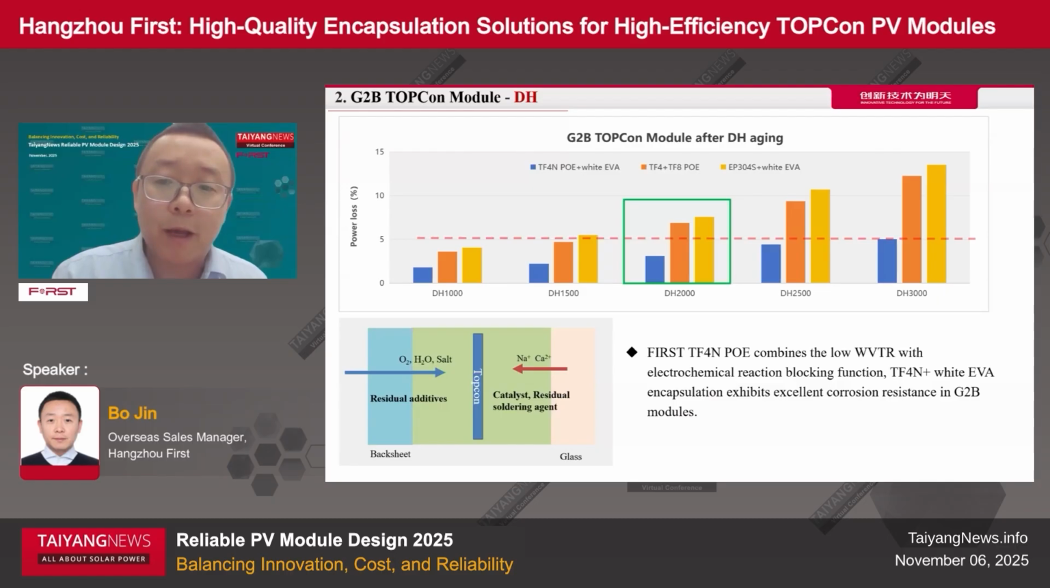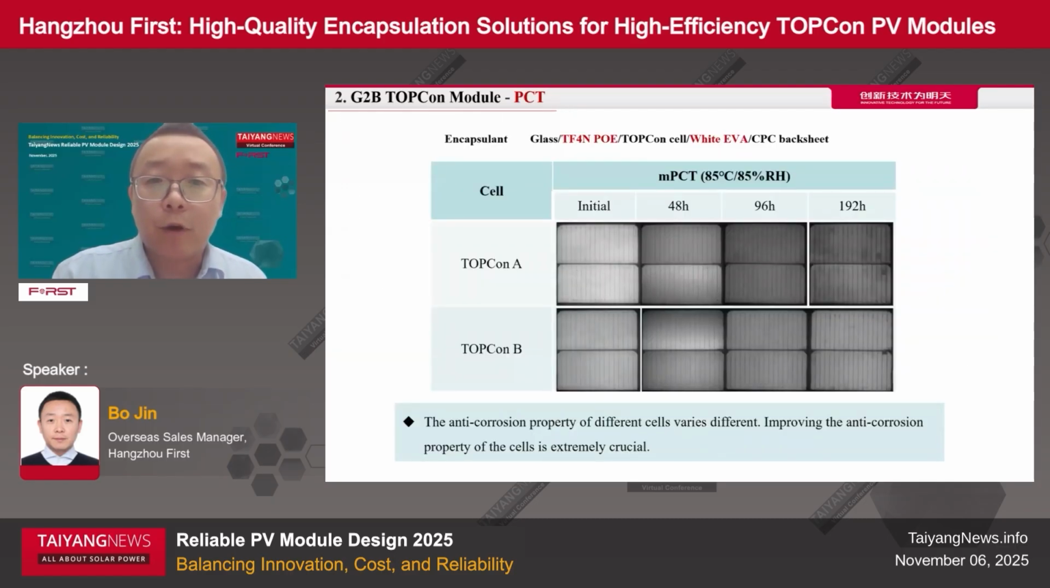And also it depends on the cell as well. So when we choose two different types of TOPCon cell, cell A and cell B, we can see different behavior of the anti-corrosion property as well. So it's quite important to choose the proper cell for the glass-to-backsheet TOPCon module.